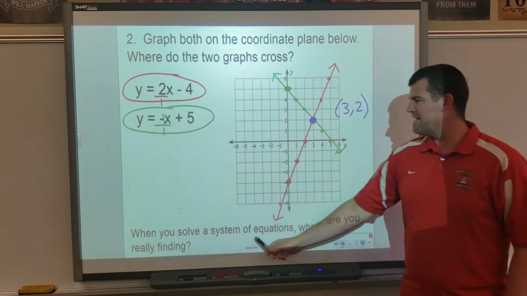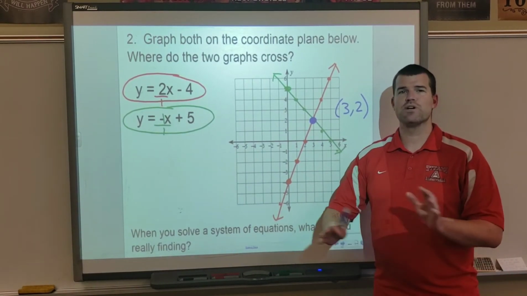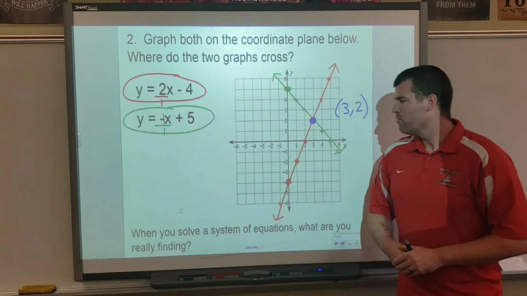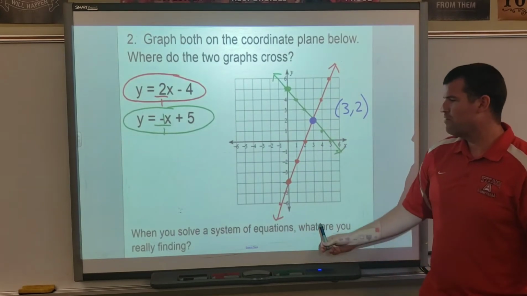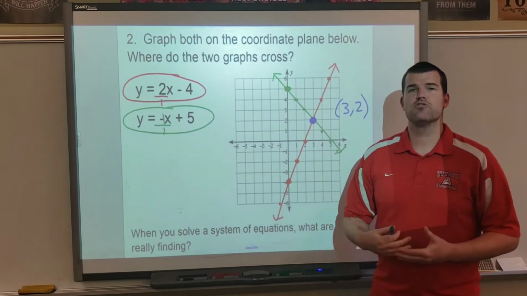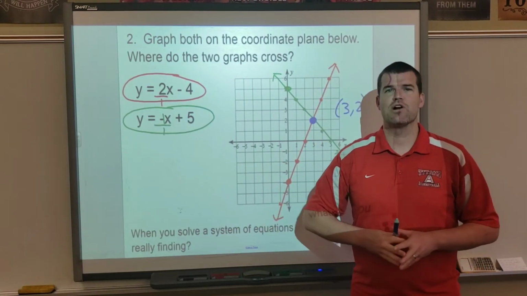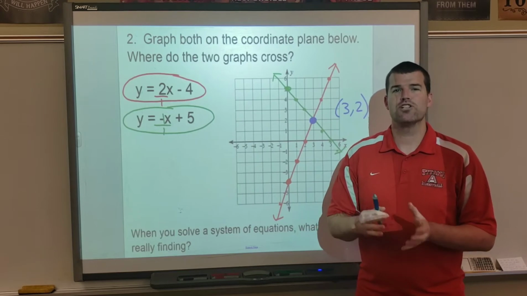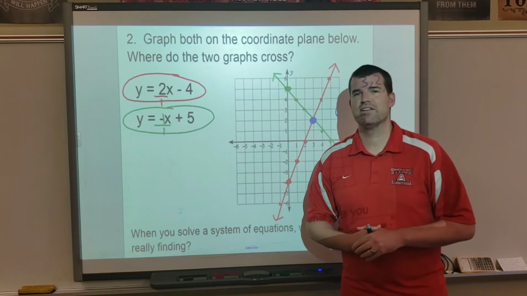So when we solve a system of equations, it doesn't matter what type of equations they are. When we solve a system of equations, what are we really finding? Well, we're really finding where the two graphs cross. Where do they intersect? Which point or points do they have in common?